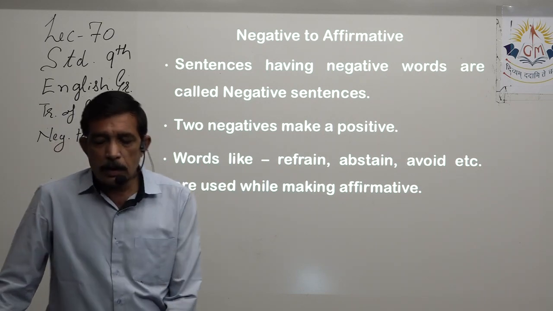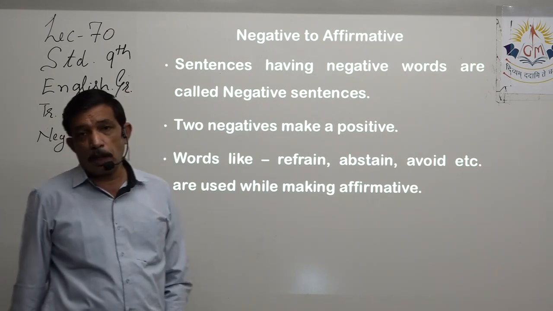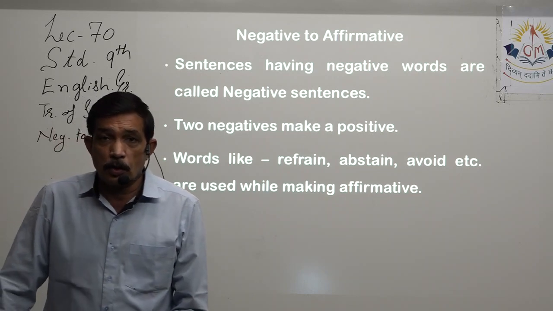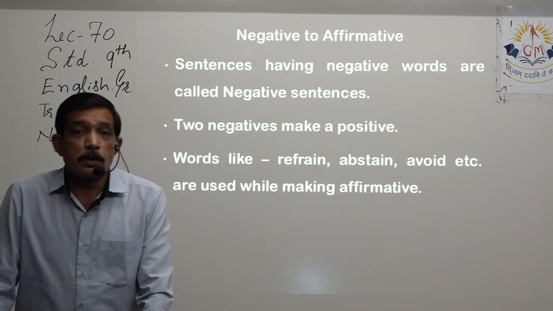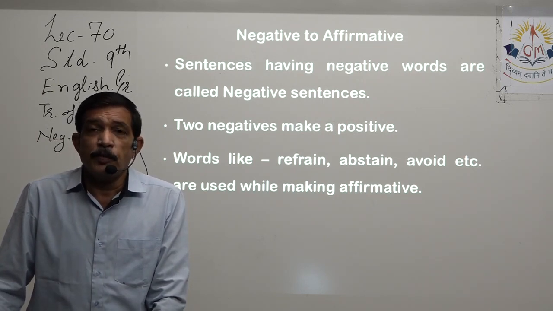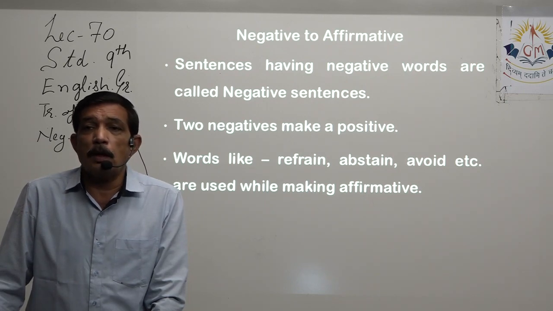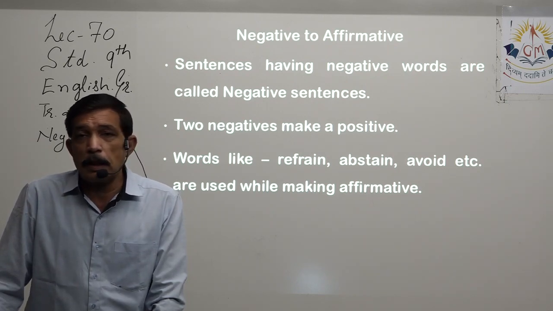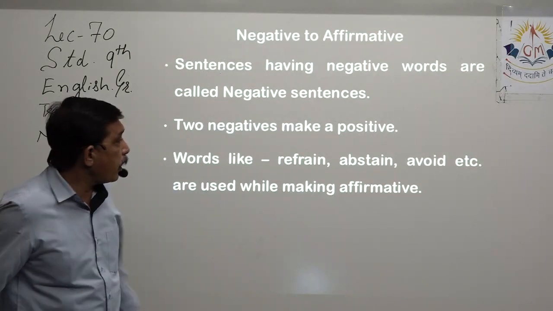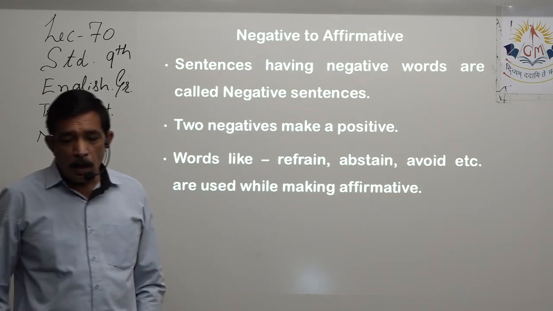Now, sentences having negative words are called negative sentences. Two negatives make a positive. Sometimes we are at a loss of words. We do not know what we should be writing over here. So at those places where, turning a negative sentence into an affirmative one, we face some hardship, we can use special words like refrain, abstain, avoid, etc., while making affirmative.